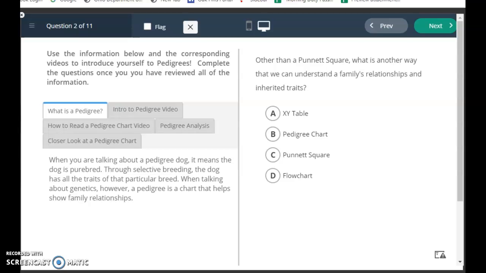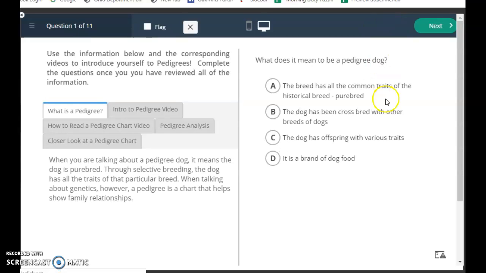Hello, everybody. Just want to give you a quick rundown of how this Edulastic lesson works for pedigrees. It's a little different than others. Basically, the questions are still here, and you'll answer them the same way. However, in this case, the information you need to answer the questions will be found on the left-hand side.